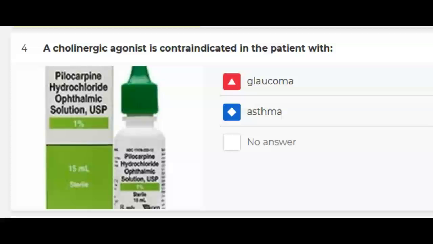Now, this medication in and of itself, pilocarpine, is actually used to treat glaucoma. And so how does it affect the pupils if it's being used to treat glaucoma? One way it may affect pupils is miosis. So constriction of the pupils is good for glaucoma. Mydriasis or dilation of the pupils is bad for glaucoma.